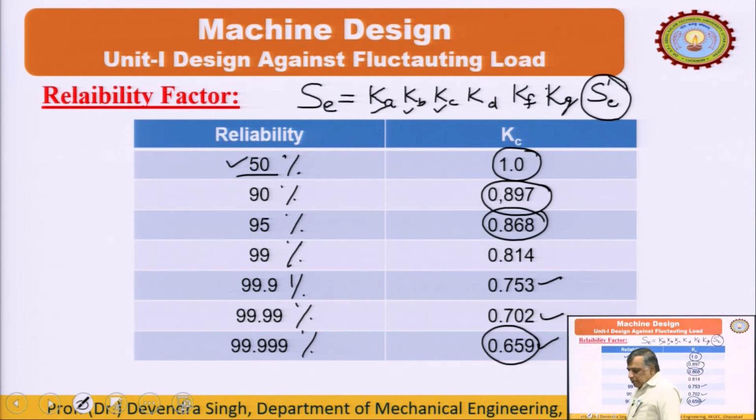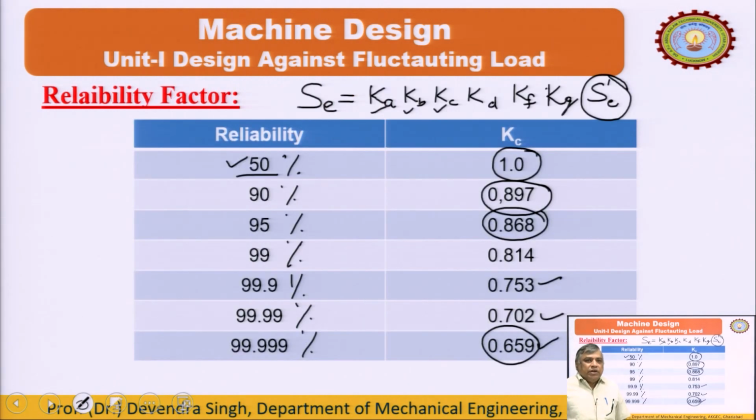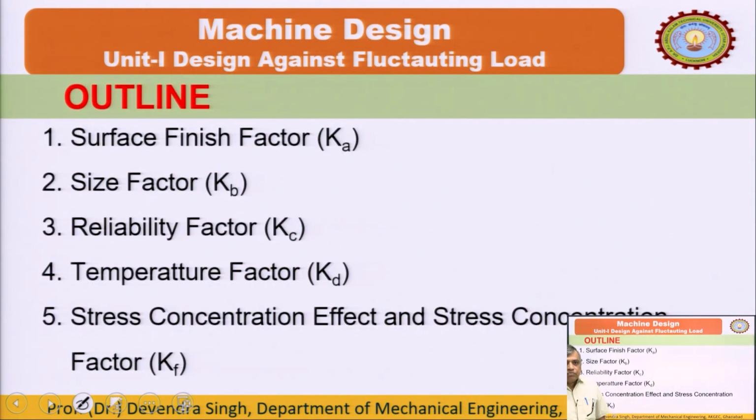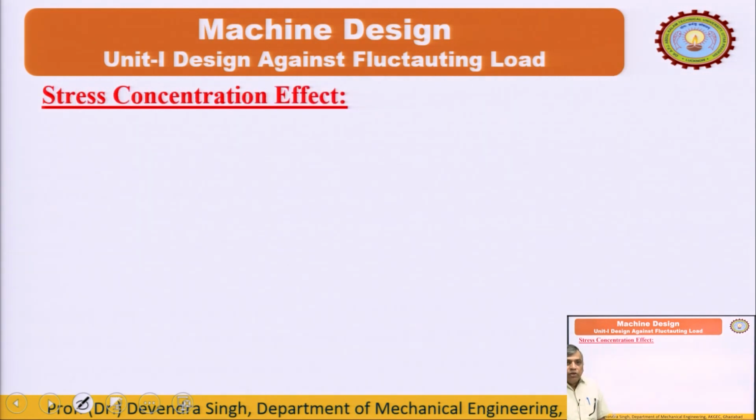This is the reliability factor. Then we go to stress concentration effect. Before stress concentration effect, we should also discuss, I forgot, S prime E. If the SN diagram is not there, then what should be the value of S E? So I write here S E.